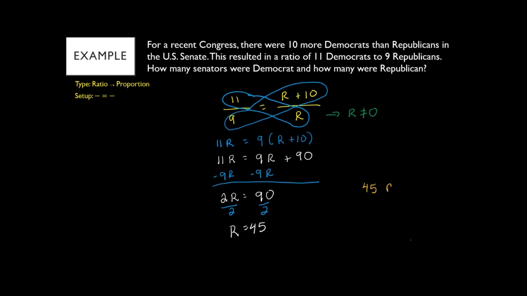So you have 45 Republicans, and then the Democrats are 10 more. So we have 55 Democrats. And we have 100 in the Senate. Even though that wasn't given in the problem, your knowledge about the government, that there are 100 senators, you can add those together and make sure that they add up to 100, and they do, so that is another check to make sure that you did your calculation correctly. Are there any questions?